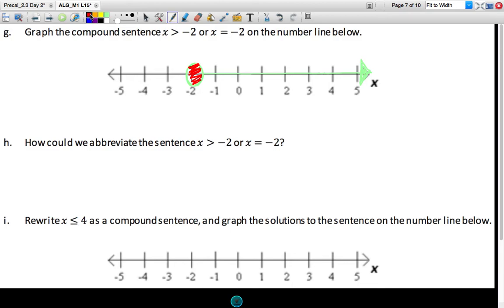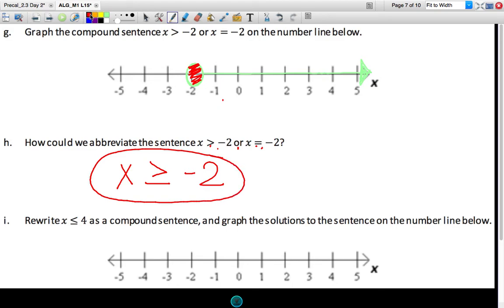Part H asks if there's another way that we can combine these two inequalities, or if you want to look at the graph, if there's another way to write that. So think about how this sounds. X is greater than or equal to. And we have a symbol to represent that. Greater than or equal to. X is greater than or equal to -2. So if you think about it, we literally are saying these exact words, greater than or equal to. This is to show you that this is a compound sentence that we can break into these two sections.